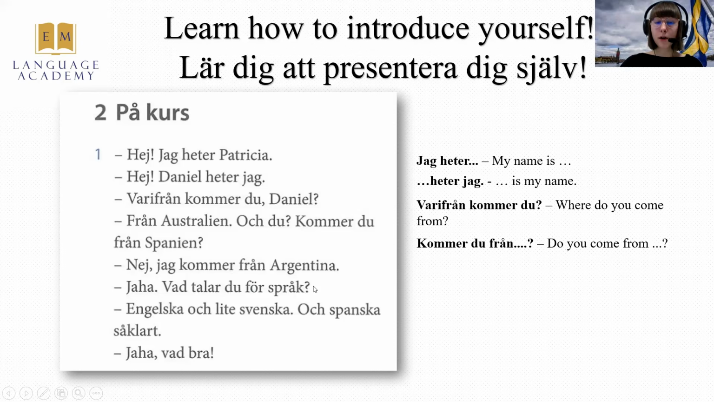Next we have nej, jag kommer från Argentina. So in order to make a statement, to say that you come from, and then you mention the name of the place, we use the following structure. Jag kommer från, I come from. So the verb kommer means come.